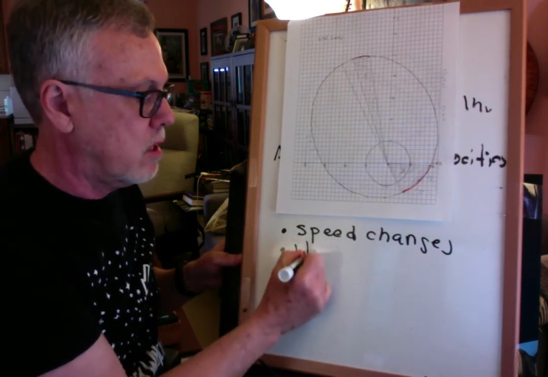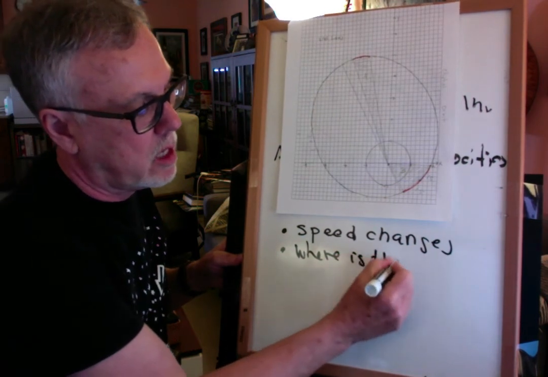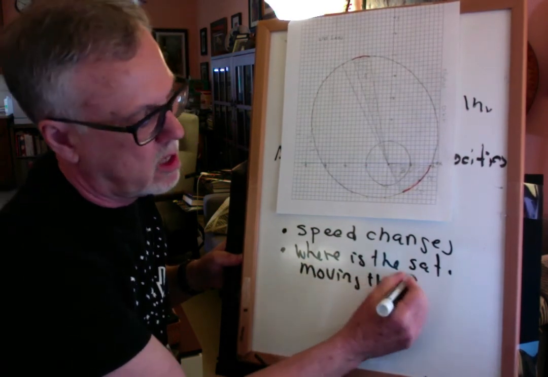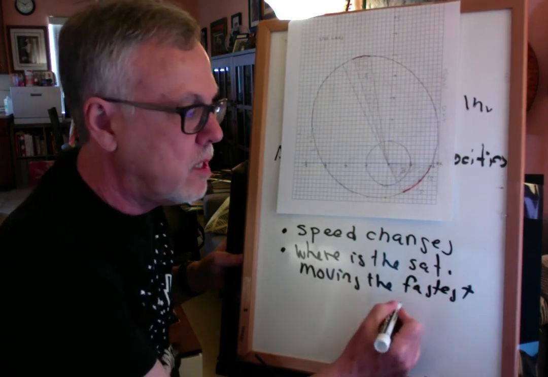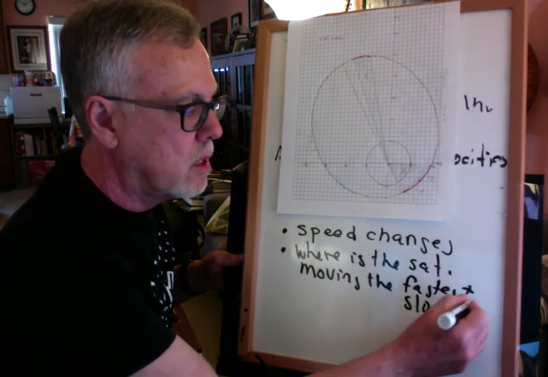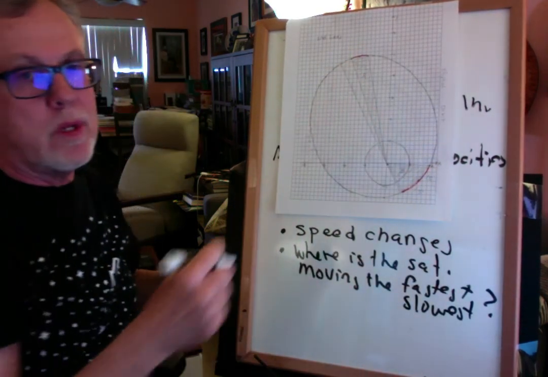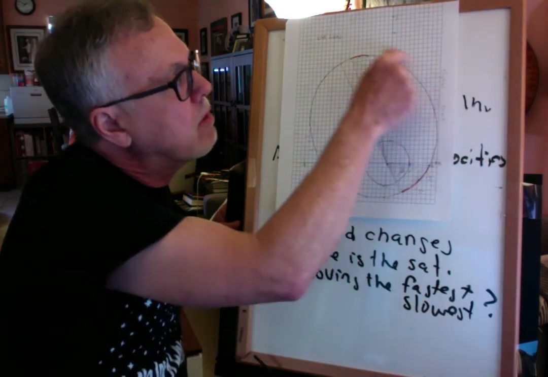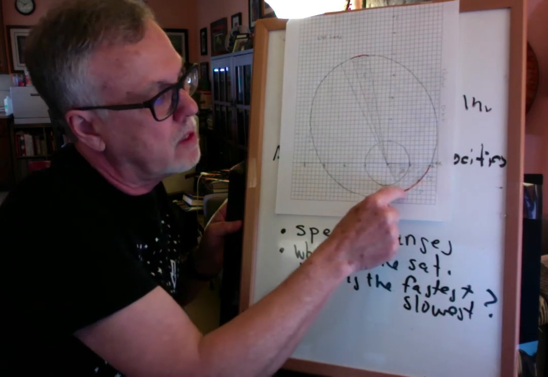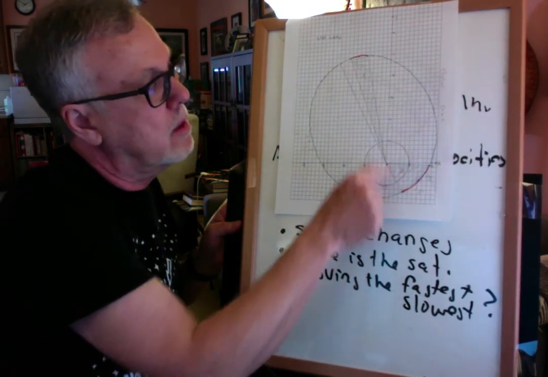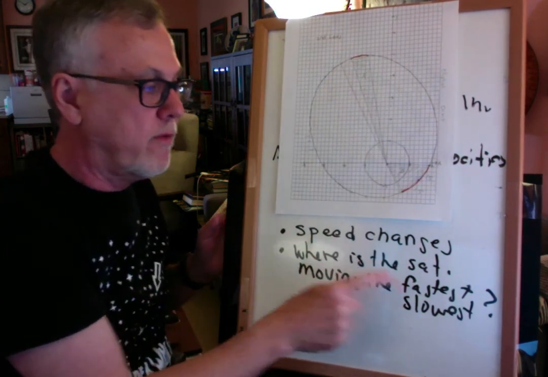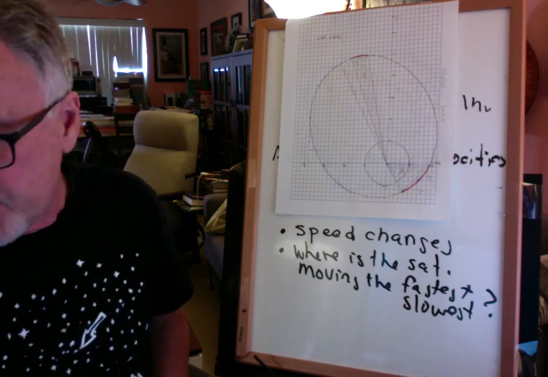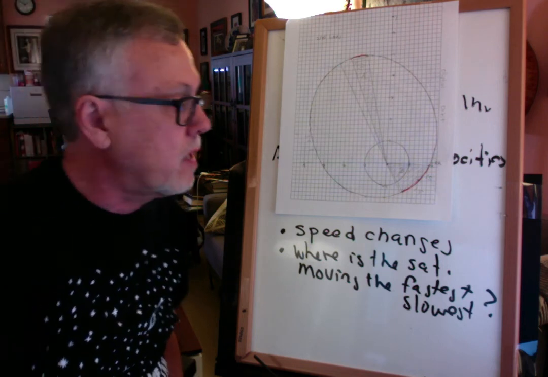So where is the satellite moving the fastest? You tell me. Or the slowest? You tell me. I think it's obvious by where we see the satellite is moving. Remember, it's always moving along this ellipse. So if it's moving a large distance, small distance, where is it moving the fastest relative to the moon? Where is it moving the slowest? We can tell that right away just by looking at that graph.